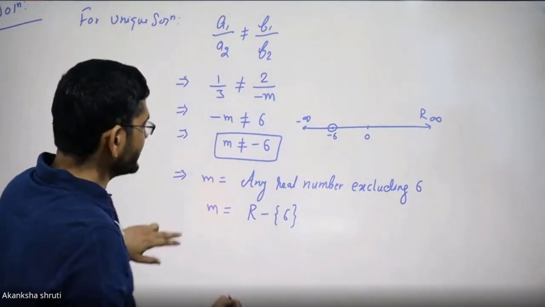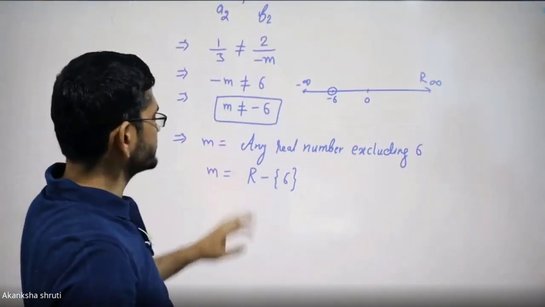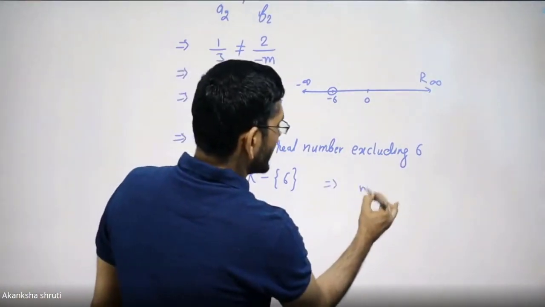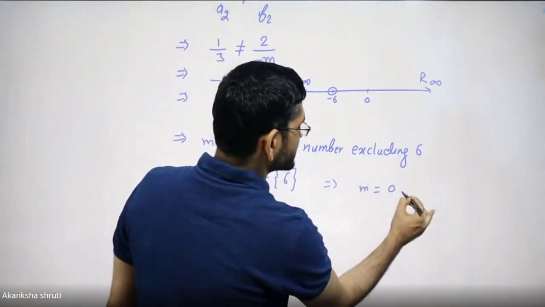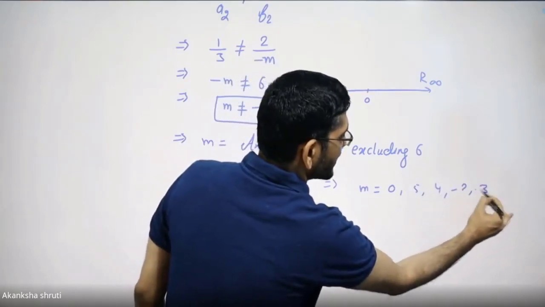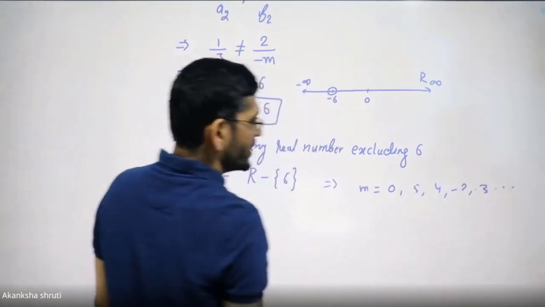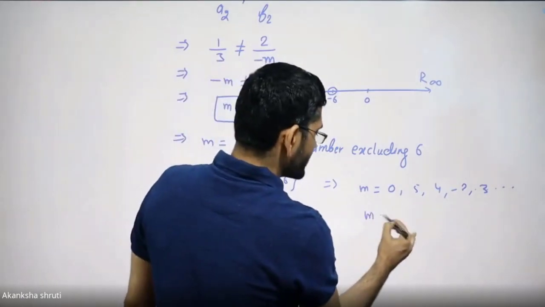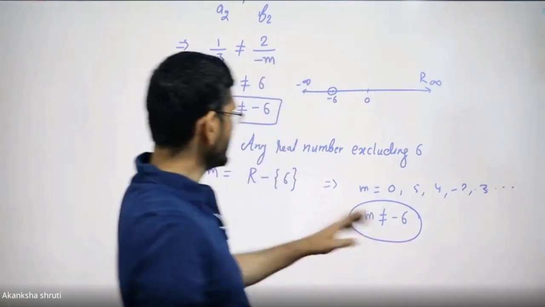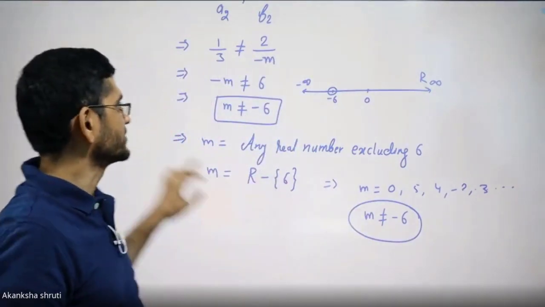Means if anyone is asking to give 3 values of M, then what will it be? This implies you are free to choose M as 0, 5, 4, minus 2, 3, anything you are free to choose. But M should never be chosen as minus 6. Okay students, this is the significance of this.